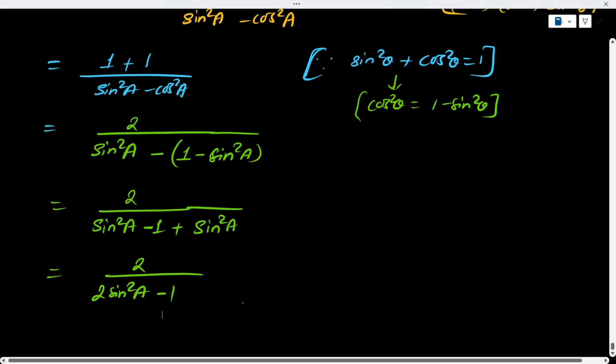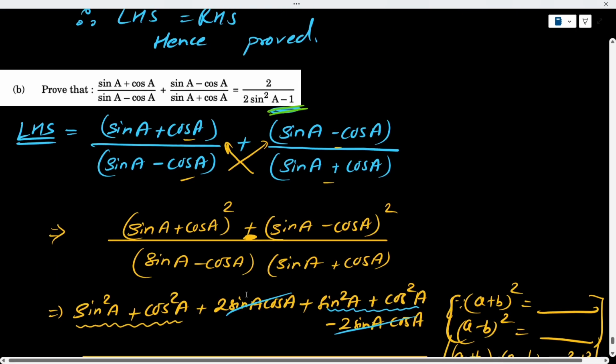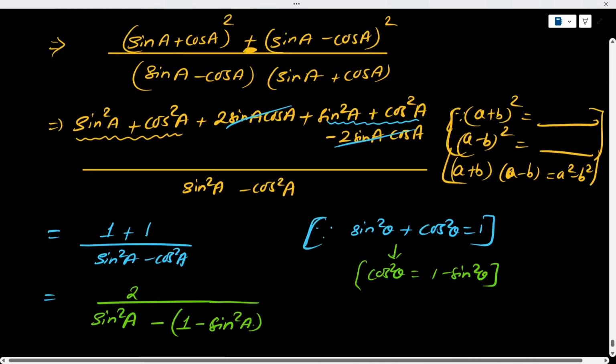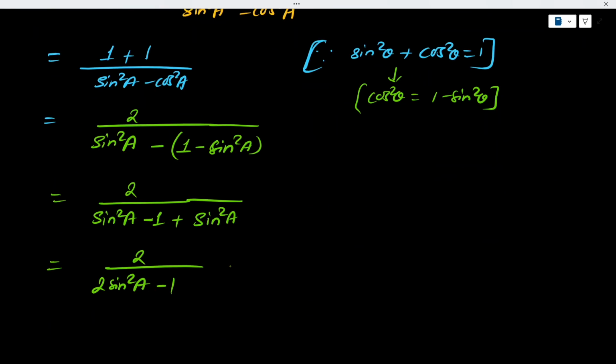So please cross check here. Did you reach the result? Yes, we have reached the right hand side, which is 2 by 2 sine square A minus 1. This is nothing but your RHS. So therefore LHS is equal to RHS, hence proved. So this is your trigonometric identity. You get these kinds of questions when you do practice. Right, let us go for the next question.